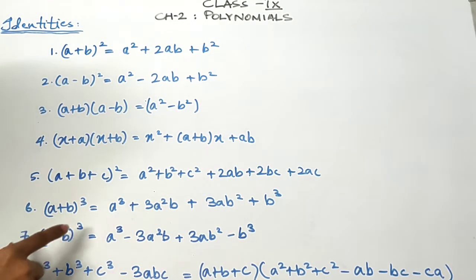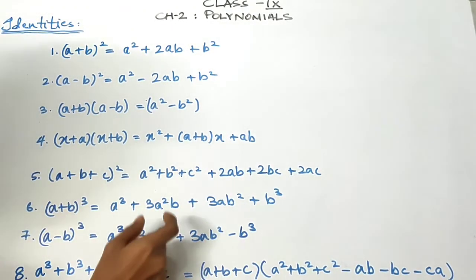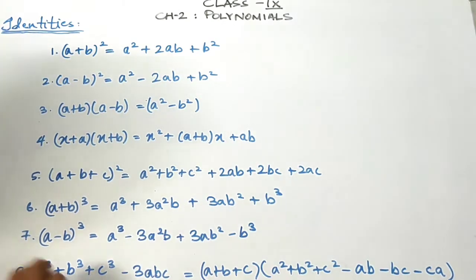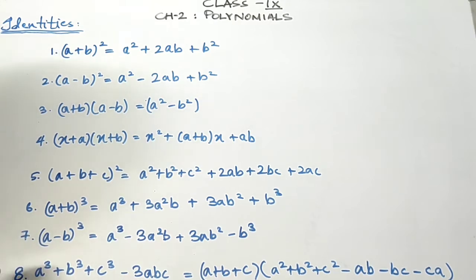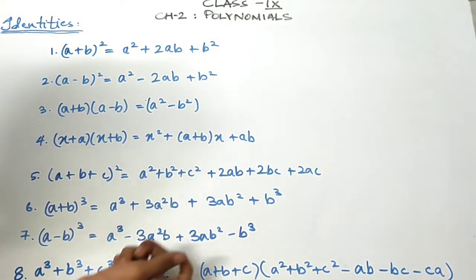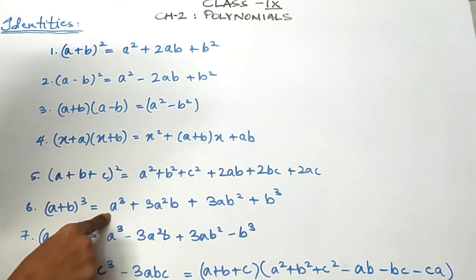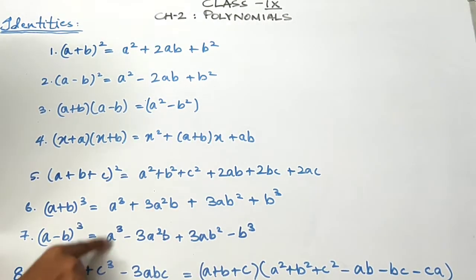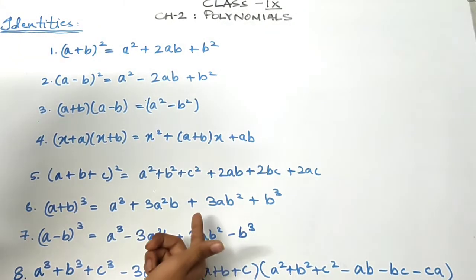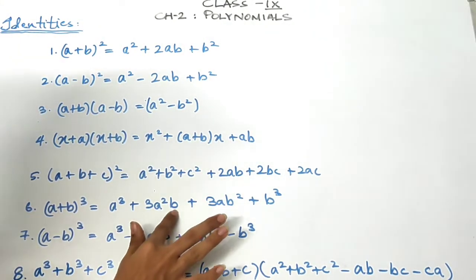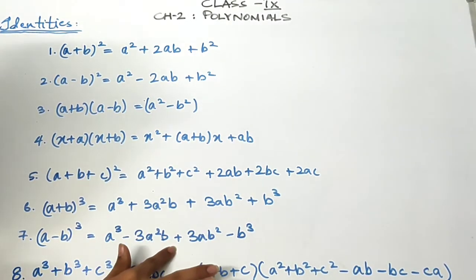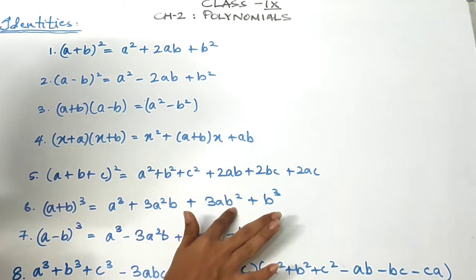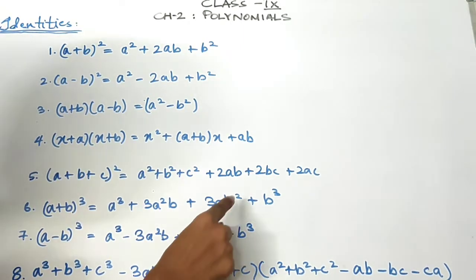Now (a plus b) the whole cube, as you saw, was a cube plus 3a square b plus 3ab square plus b cube. Now (a minus b) the whole cube: a simple way of remembering this is, just replace b with minus b everywhere. Over here it is a, so you need not replace anything, a cube stays the same. Over here, instead of b, replace it with minus b, so take the minus outside: minus 3a square b. Now over here, instead of b, replace it with minus b, so 3a times b square.